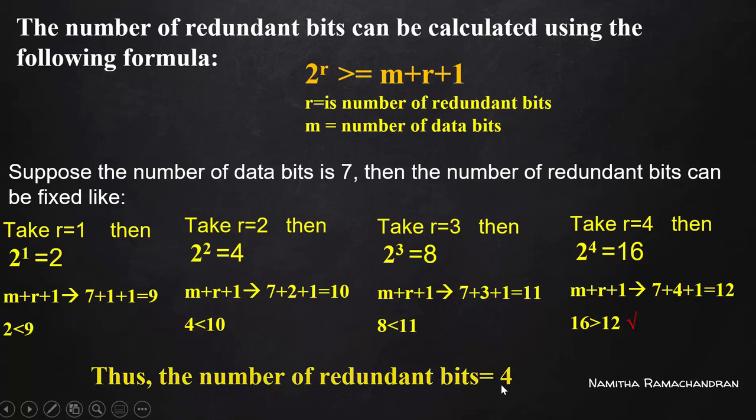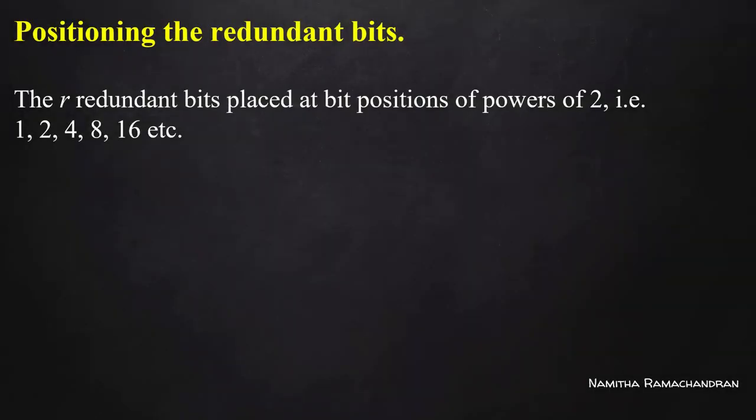So using this formula, we can decide the number of redundant bits required for transmitting a given m-bit data. Here it is 4 for transmitting data of 7 bits. Okay, the second step is positioning the redundant bits.